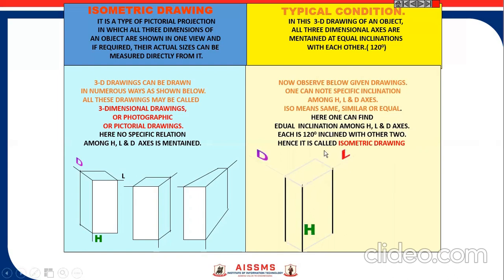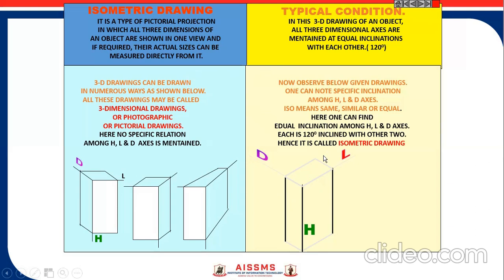So there is a specific relation between all three axes. This is the width axis, length axis, and height axis. The length and height axes, the angle between these two is 120 degrees. Then the width and height axes, the angle between these two is 120 degrees, and then the width and length axes is 120 degrees. So there is a specific relation, and maybe some relation with the height and width as per the object. So we are using the 1:1 scale, so we can directly measure from the object.